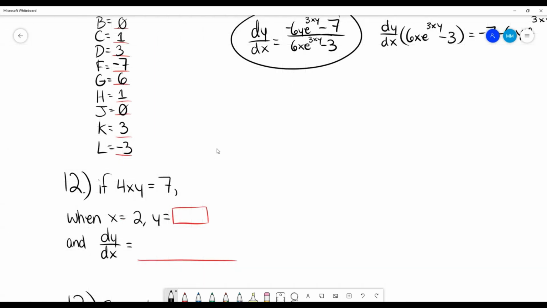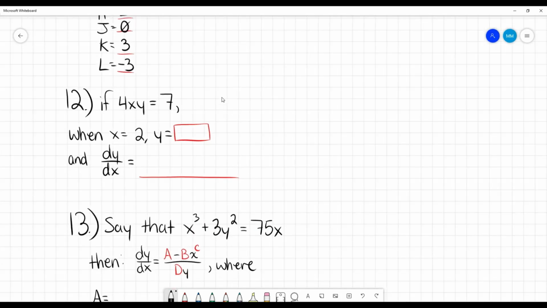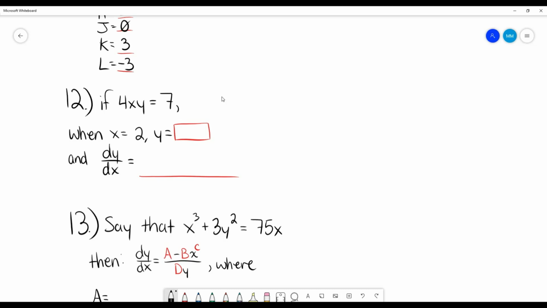Now just 2 more questions. Number 12 is a nice quick one. It says if 4xy equals 7, when x equals 2, y equals what? Well, let's just plug that in. So 4 times 2 times y equals 7. That's going to be 8y equals 7. y equals 7/8 when x equals 2. Ta-da!